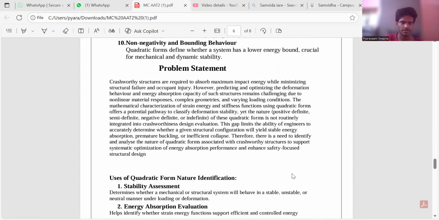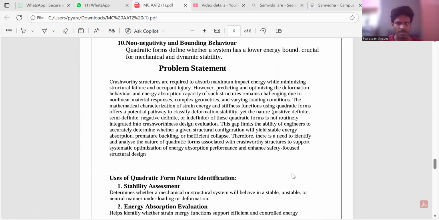Problem statement. Crashworthy structures are required to absorb maximum impact energy while minimizing structural failures and occupant injuries. However, predicting and optimizing the deformation behavior and energy absorption capacity of such structures remains challenging due to nonlinear material response, complex geometry, and varying loading conditions.